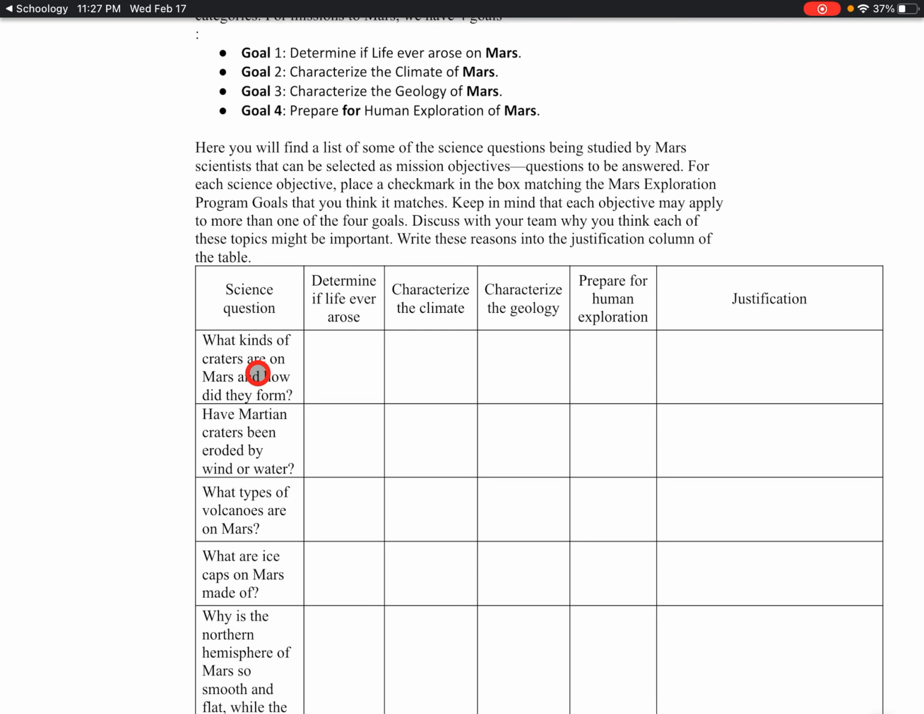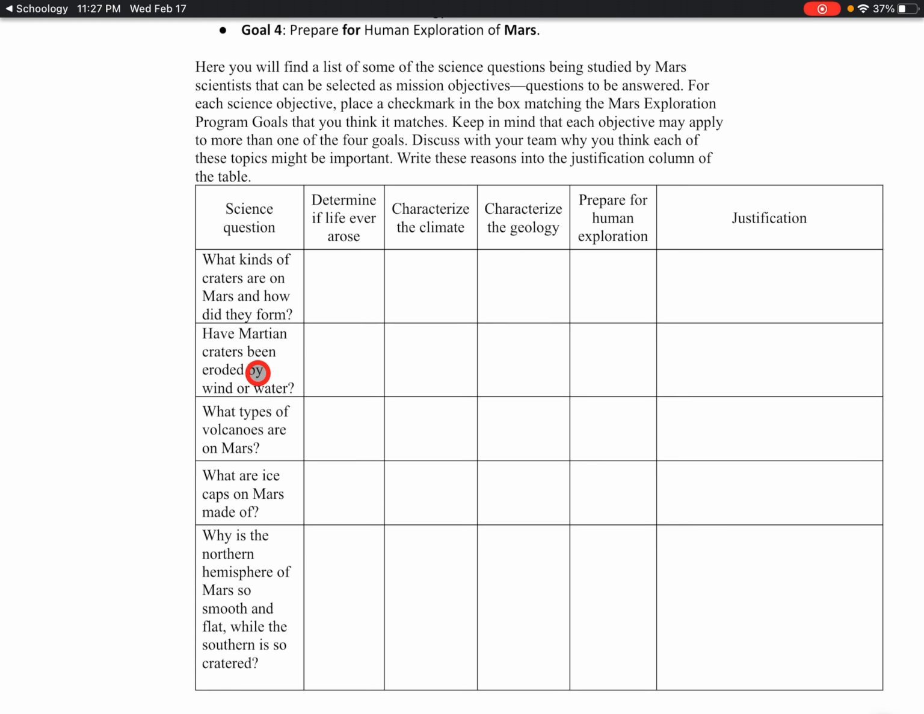So here are some questions. What kinds of craters are there? Have the craters been eroded by wind or water? These questions would fall into those goals. For this part, all you do is put an X or a check mark to say where you think the question fits with the goals. It might be more than one. If it is, just put 2 check marks in. But then over here, you have to fill out why you chose that. What was your justification?